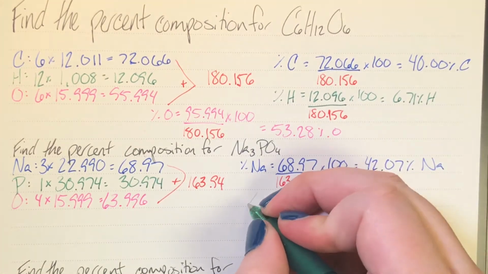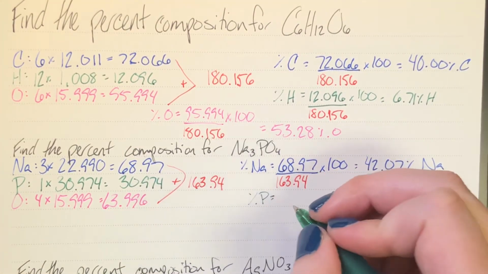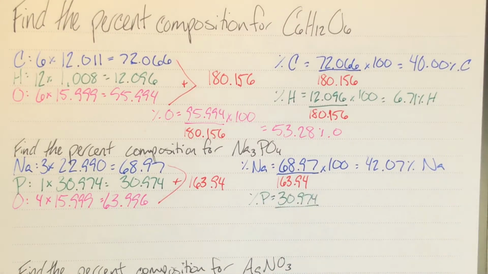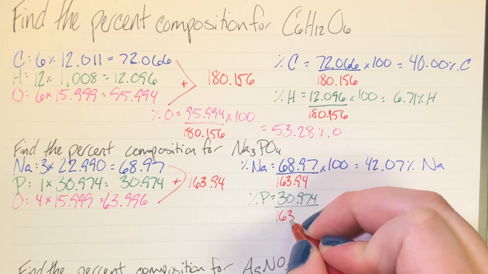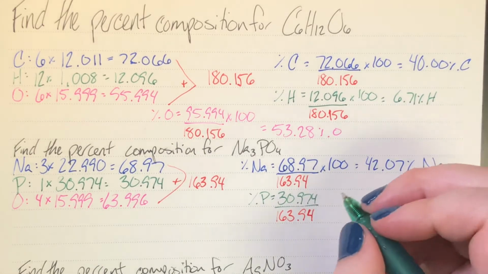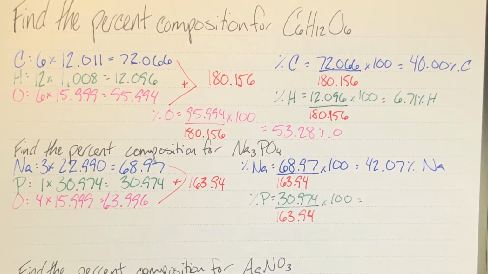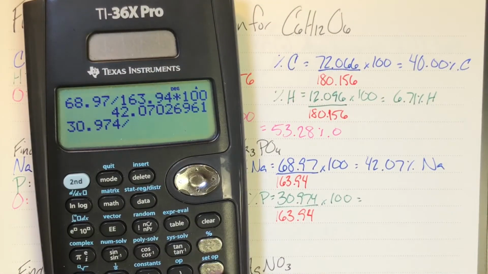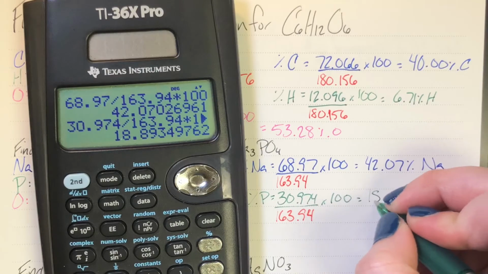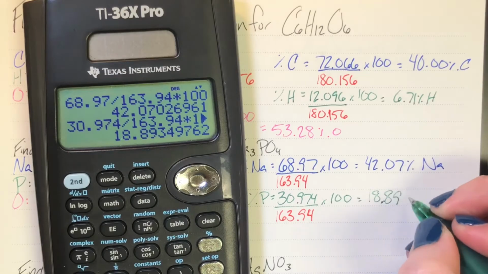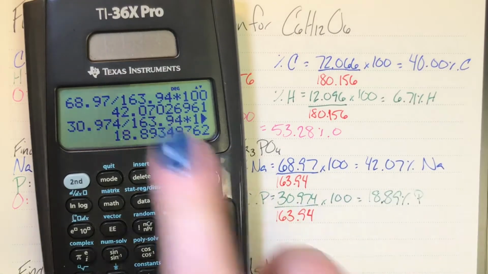Next, I will do percent phosphorus. So phosphorus's part is 30.974. I'll divide it by the entire mass, 163.94, and then I will be multiplying that by 100. So 30.974 divided by 163.94 times 100. And again, I'm going to be rounding to that second decimal place. 3 does not make me round up, so this will be 18.89%, and then this was phosphorus.